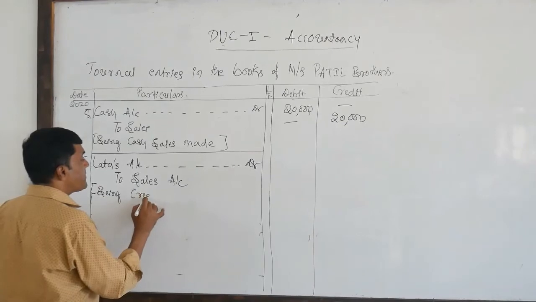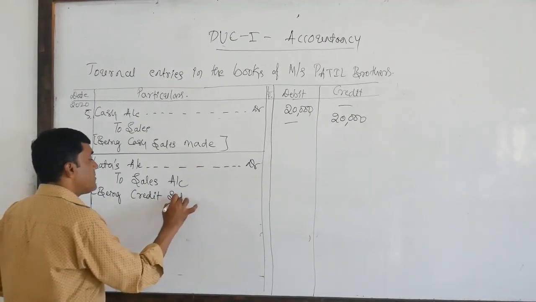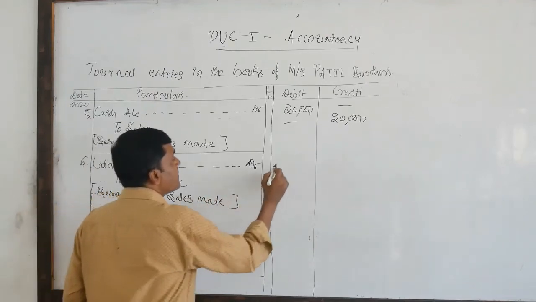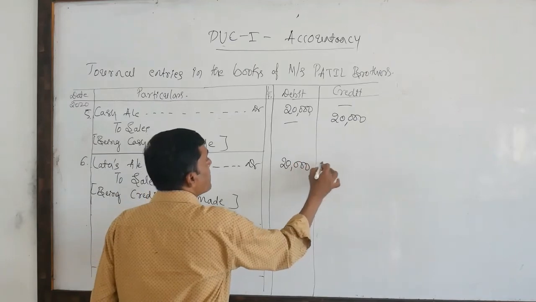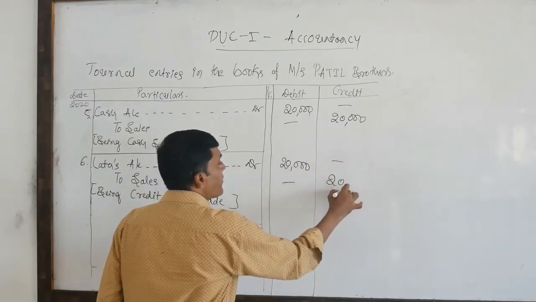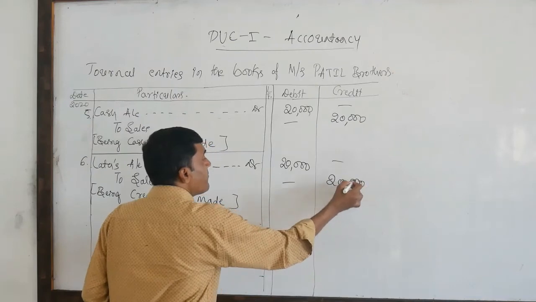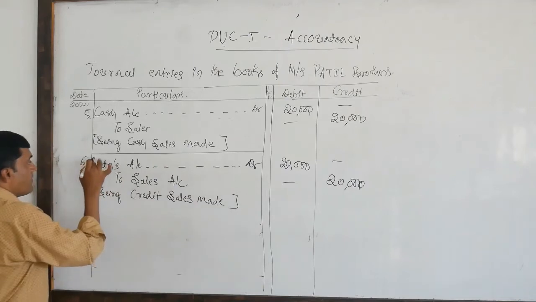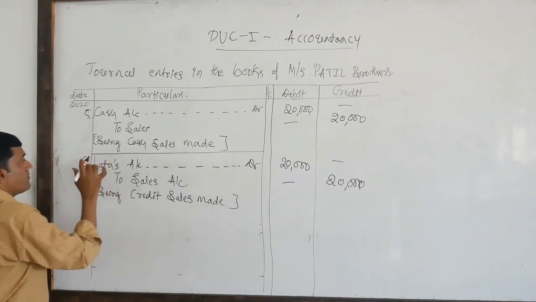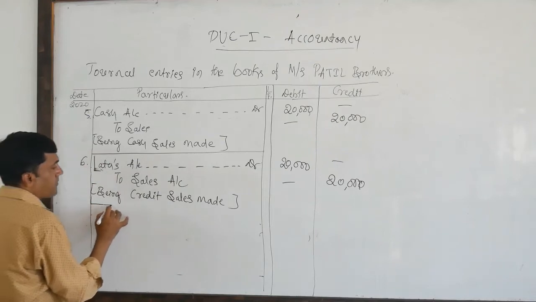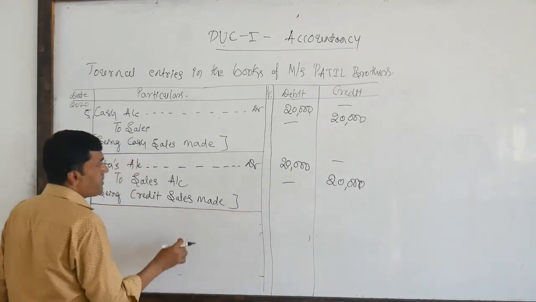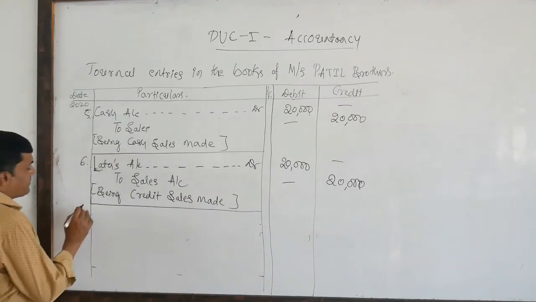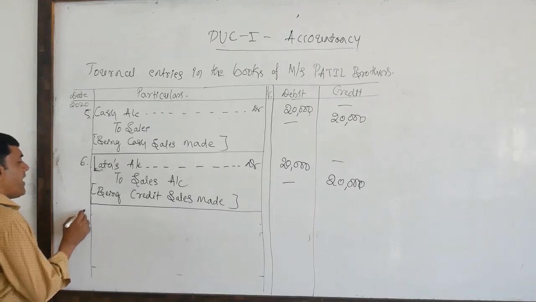Being credit sales made. What I am writing here are all imaginary figures, not accurate figures, just given for the sake of example. So this is the credit sales made to Lata. After writing this narration, we need to close this particular column.